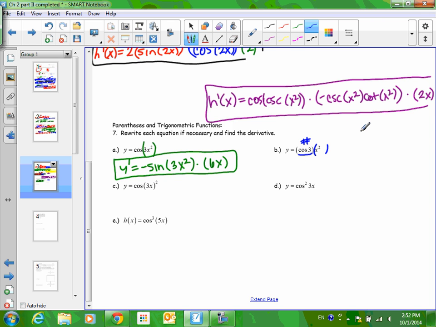All right? Now, before we write down our answer, let me just ask you. If I had y equals 5x squared, again, a number times x squared, what would the derivative be?